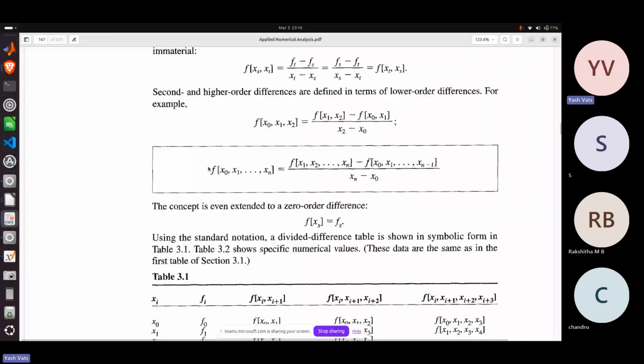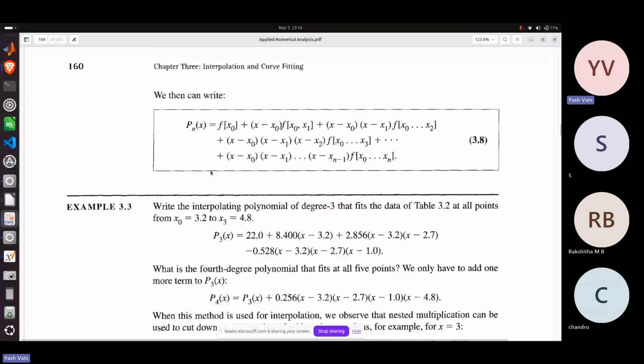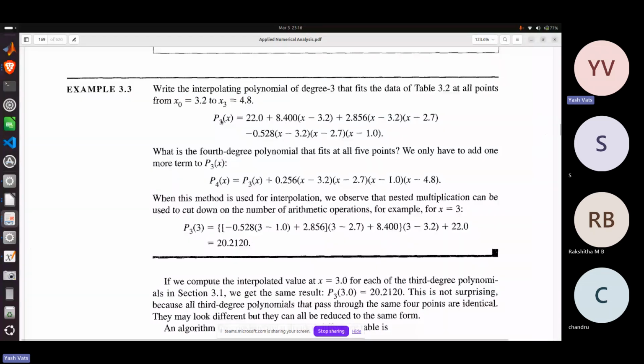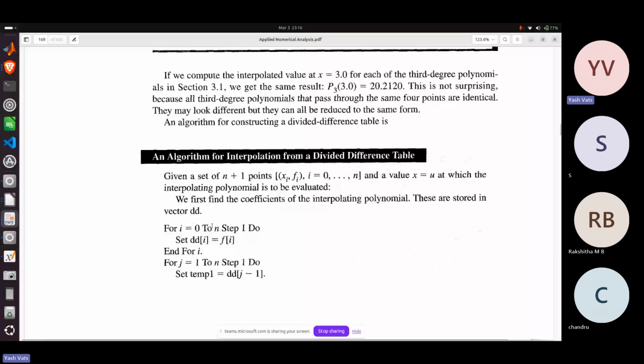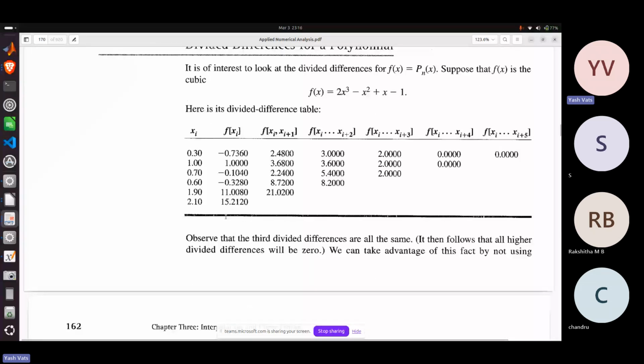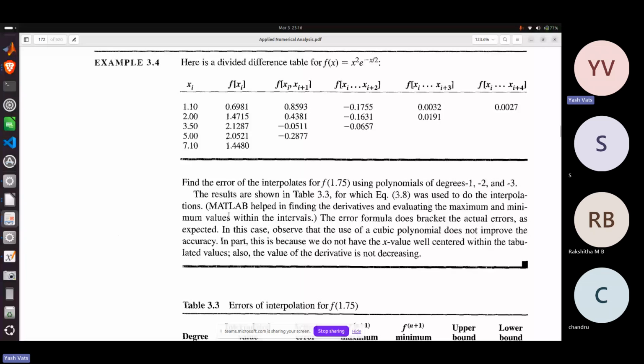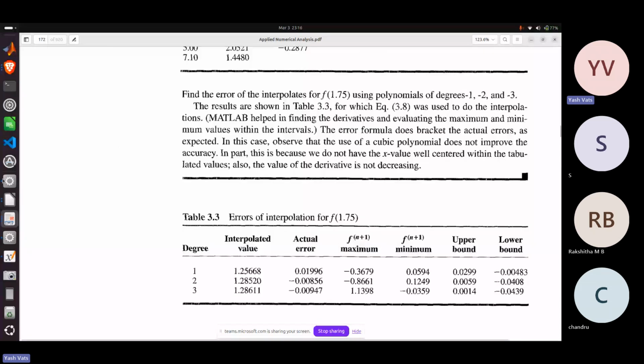Write the interpolating polynomial of degree 3 that fits the table at all points from x0 = 3.2 to x3 = 4.8. So you can do a similar thing here as well. Just give it a go and try that. Then we will move to other errors and stuff. But I will show you. I just write the question.